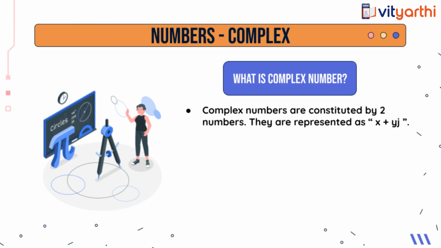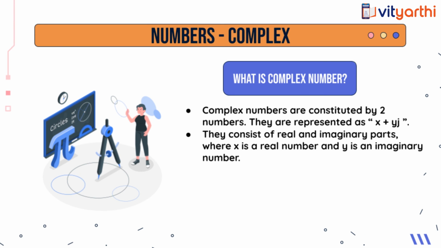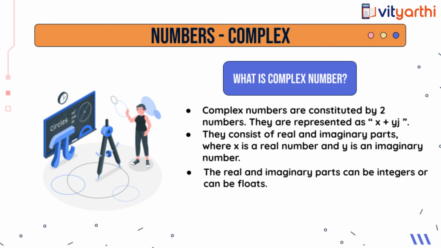The third numeric data type is complex numbers. Complex numbers are constituted by 2 numbers. They are represented as x plus yj. They consist of real and imaginary parts, where x is a real number and y is an imaginary number. The real and imaginary parts can be an integer or floating point.